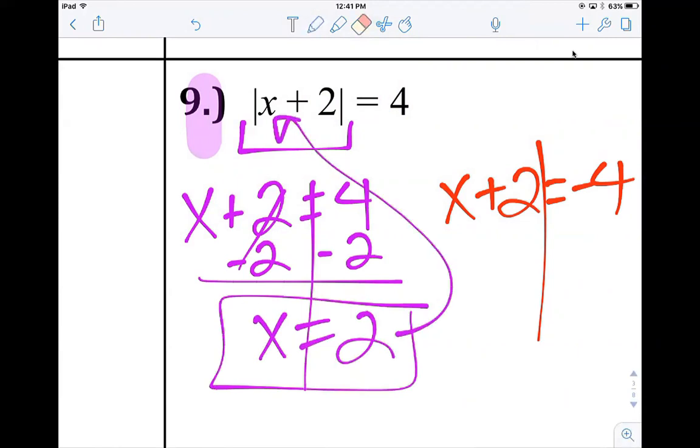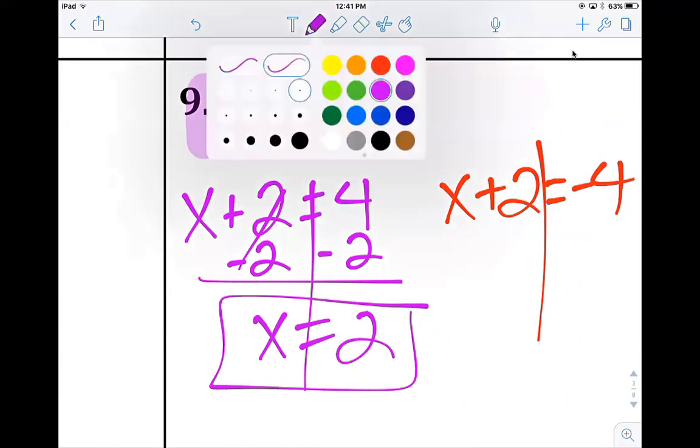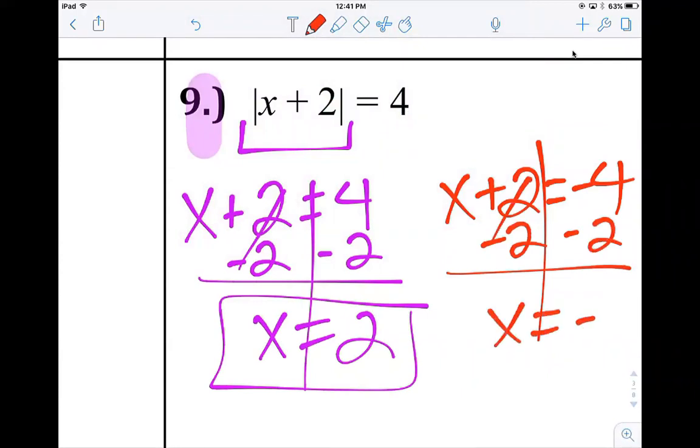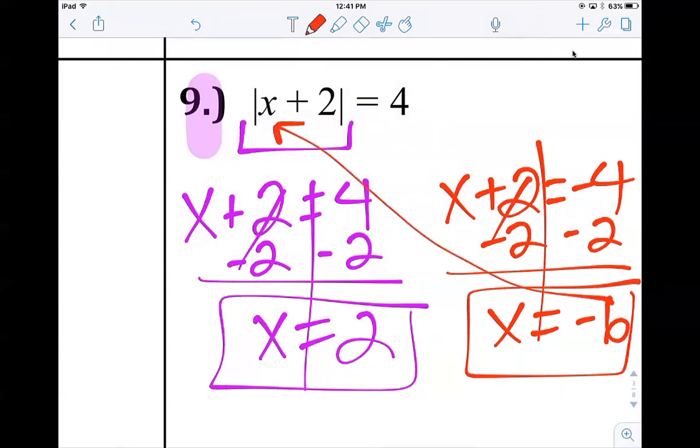Absolute value of 4 is 4. That works out. Over here, we're going to subtract 2 from both sides. So x equals -6. We plug -6 back in. -6 plus 2 is -4. And -4, absolute value of that is 4.